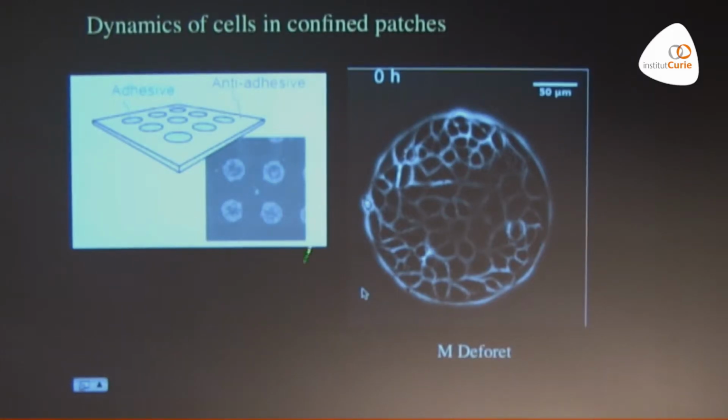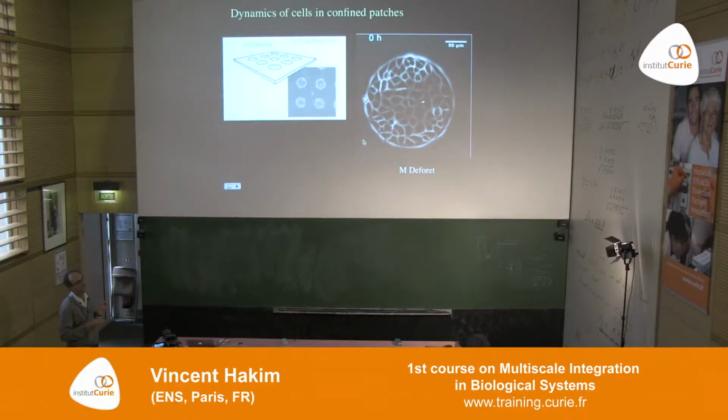Before, I was showing you experiments where the cells were invading free space. Now the setup is a bit different. The cells are put on an adhesive surface, but the adhesive surface is just a small disk, and outside it is non-adhesive. So the cells will divide and multiply in this area, but will be confined in this area. I'll try to show you the movie.